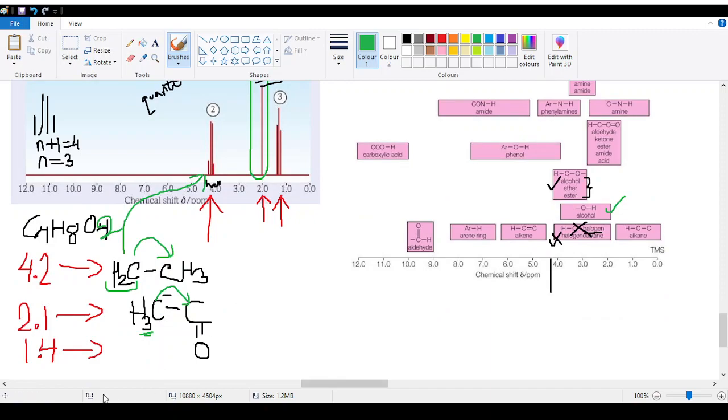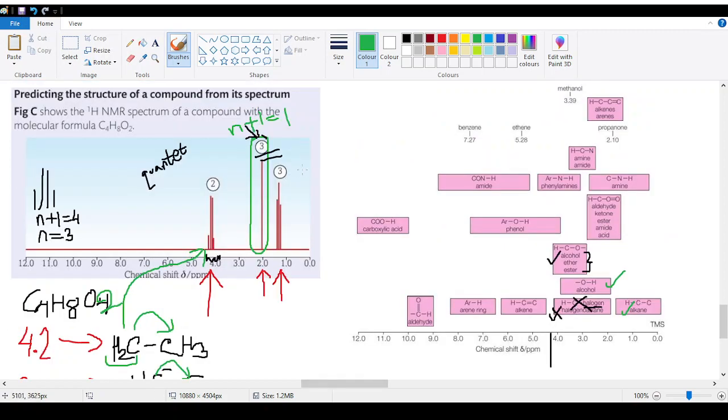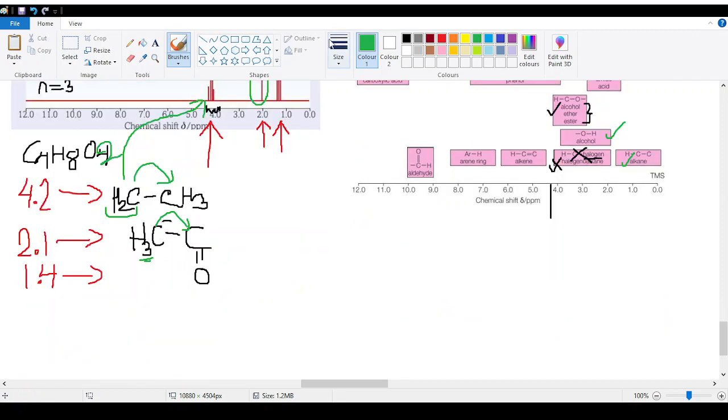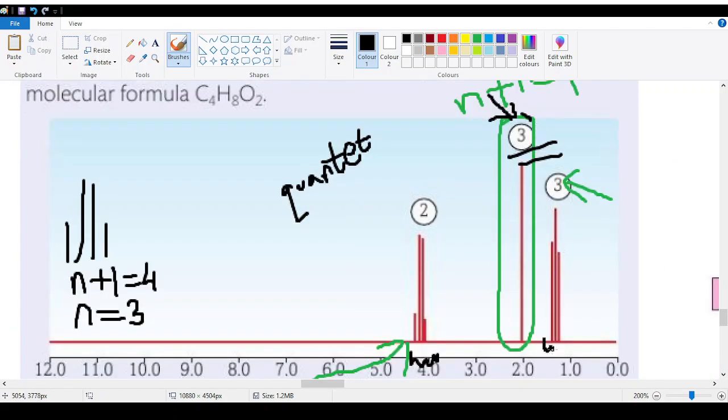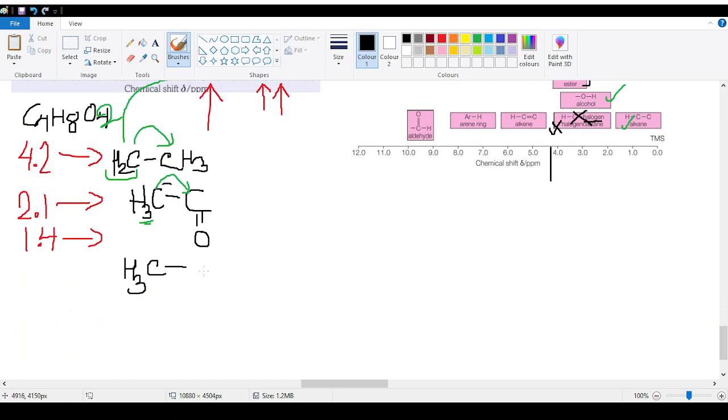And finally, 1.4. At 1.4, you only have this one alkane. How many hydrogens are responsible? Three hydrogens. That means CH3. And what about the splitting pattern? What does this splitting pattern look like? Singlet, doublet, triplet, quartet. It's a triplet. That means the neighboring carbon atom must have two hydrogen atoms, right? Because n plus 1 was 3, so n must be 2. What do you think?